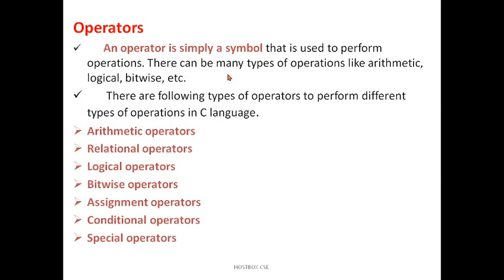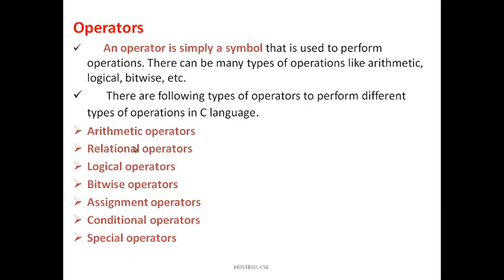So an operator is a symbol. For example, in a program you can write a, b as variables, and a, b, c, then you can write a plus b. Here plus is a symbol, and a and b are the operands. Before knowing about operators, you have to be clear about operands. Operands are the variables which are used to perform the operation. For example, in a plus b, plus is the symbol to perform the addition operation and a and b are the operands.